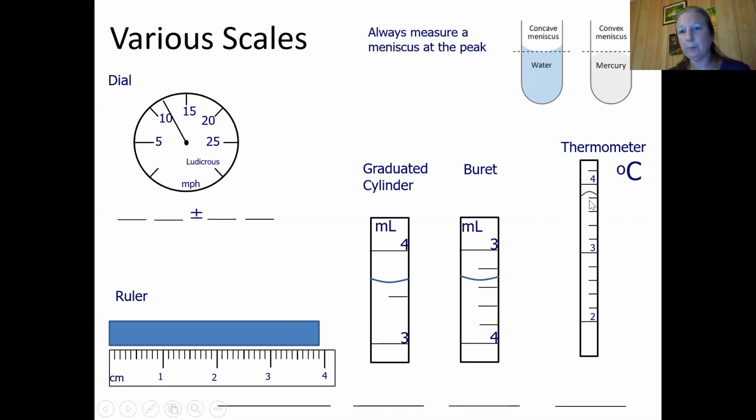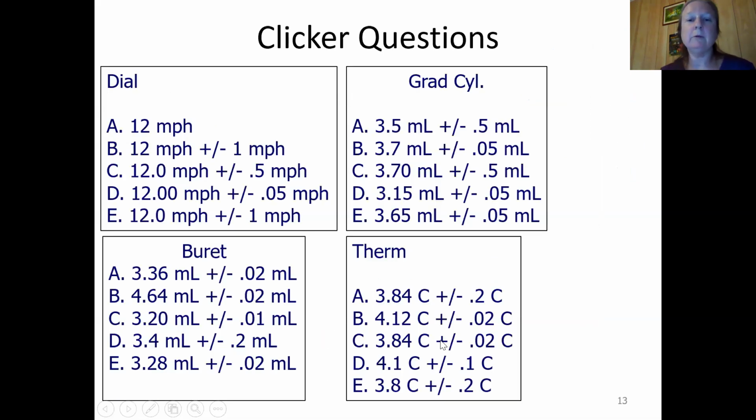Thermometer, you read up, and there's our ruler again. There's the little quiz on the other end, see if you can find the right answer. And I can go through this in the live lecture. All right.